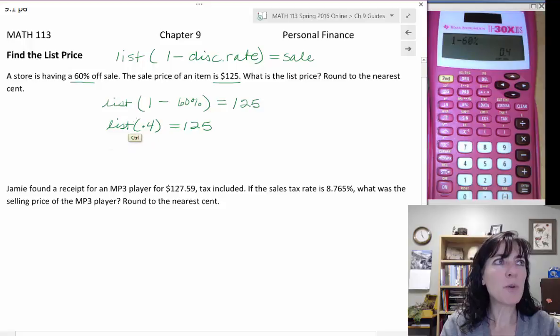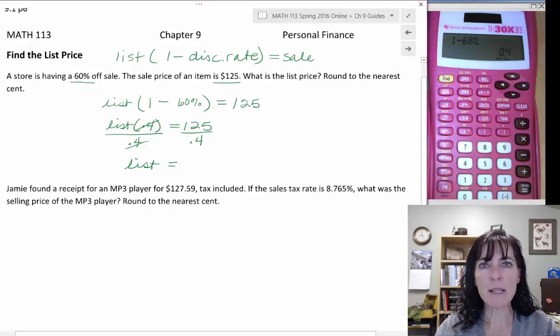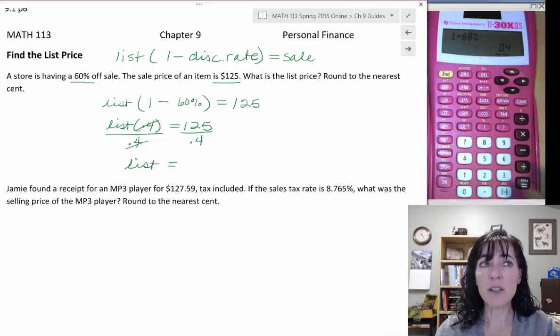So since these two are being multiplied, I will undo it by dividing both sides by 0.4. The 0.4s here undo and reduce down to a 1. And that leaves me with a list price of 125 divided by 0.4. Now I know we can type in the 0.4 very easily, but I want to show you how you can use the answer button as much as possible because it's going to help us a lot in our following sections. So I'll just keep modeling how we can do that.